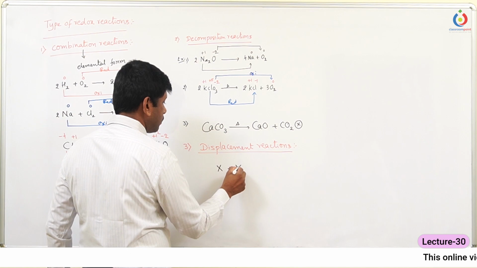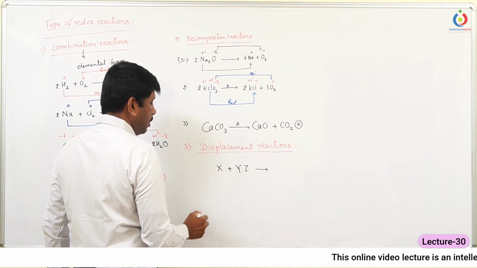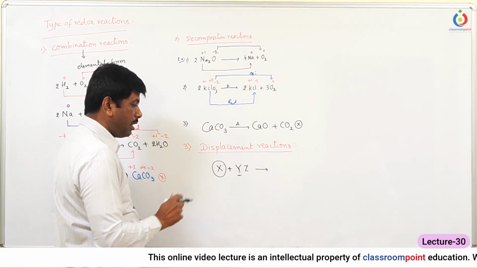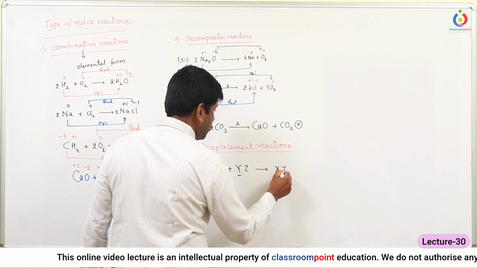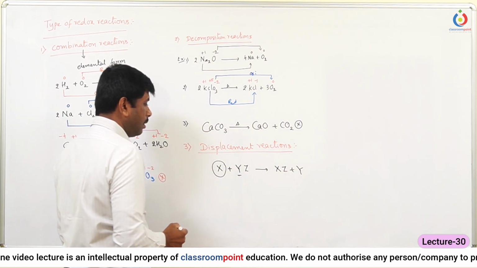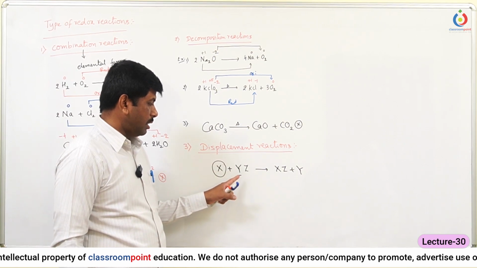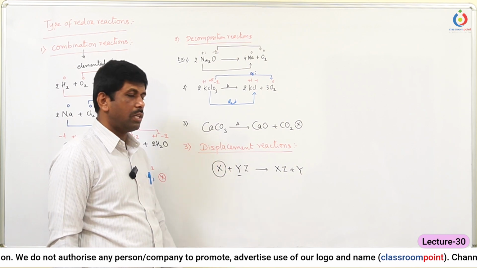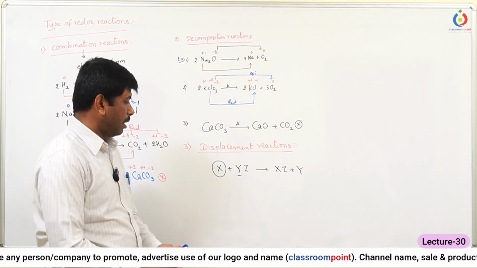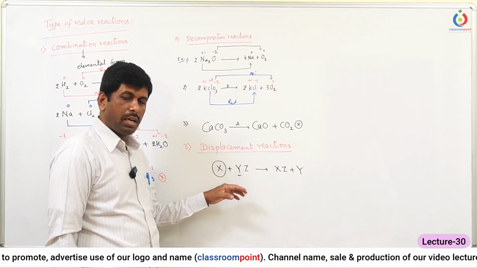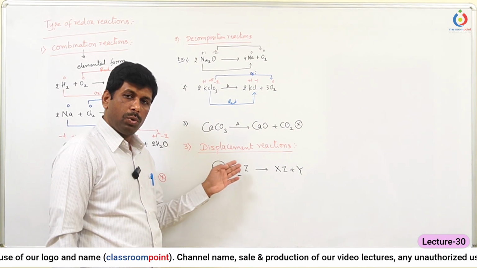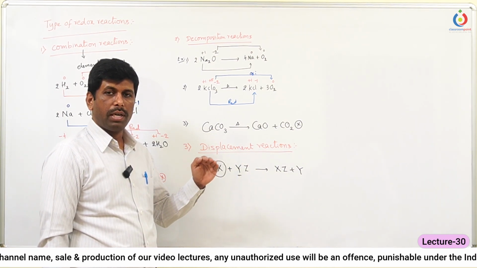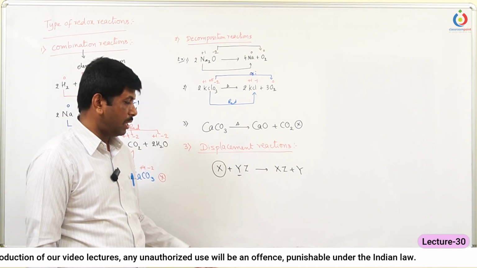X reacts with Y and Z. Now X is replacing Y from its position in the compound of Y and Z and produces XZ plus Y. So if one atom is replaced from its compound by another atom or ion, such types of reactions are called displacement reactions. Based on the nature of the atoms that are replaced or that come to replace, these displacement reactions are classified into two categories. They are metal displacement reactions and non-metal displacement reactions.